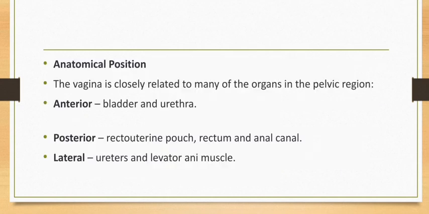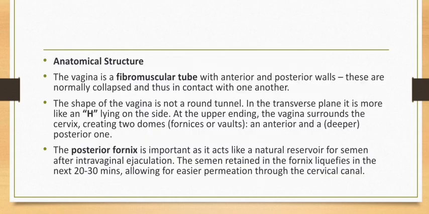Anatomical position. The vagina is closely related to many of the organs in the pelvic region. Anterior: bladder and urethra. Posterior: recto-uterine pouch, rectum and anal canal. Lateral: ureter and levator ani muscle.